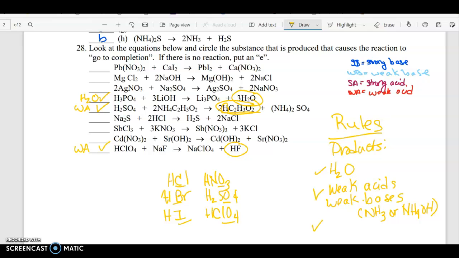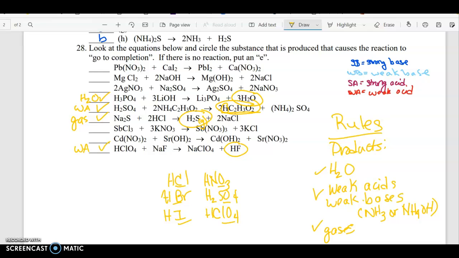Let's look for gases. This is hydrogen sulfide gas. This is the smell of rotten eggs. So this goes to completion because there's a gas. Here's our gas. And looking at the others, okay. It's the only one I see right now.